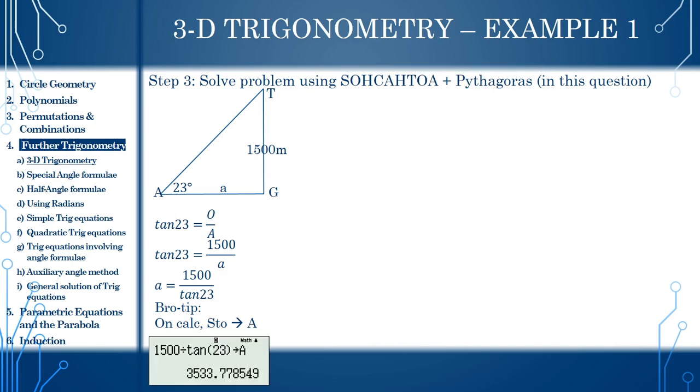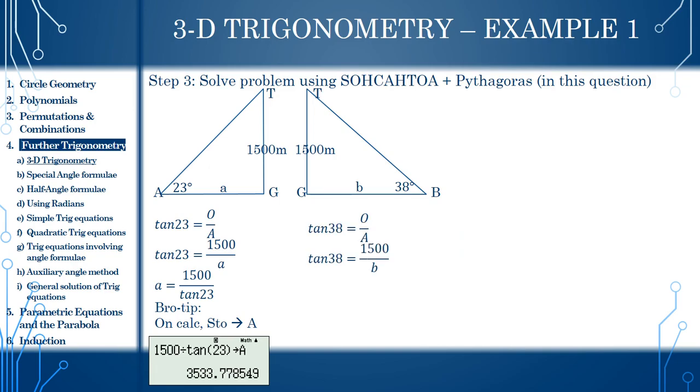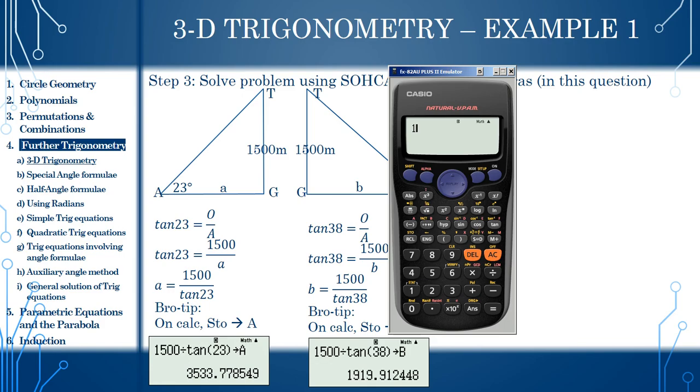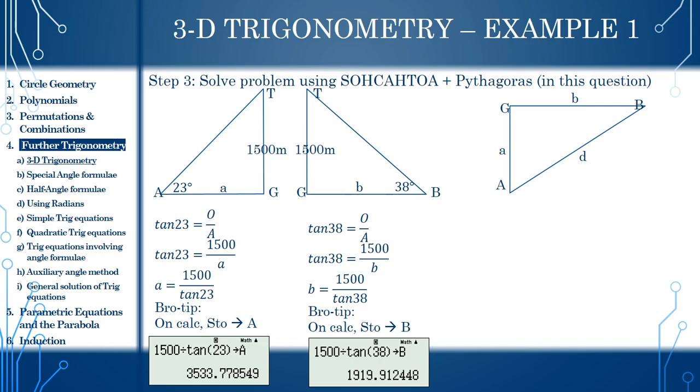And there, let's get the second triangle. Similar process. Tan is opposite over adjacent. Tan 38 is 1500 over B, and make B the subject. And again, we are going to store it. So let's just store it over here as well. 1500 divided by tan of 38, and I'm going to store that into B. Done. Easy. Now, we know A and we know B.